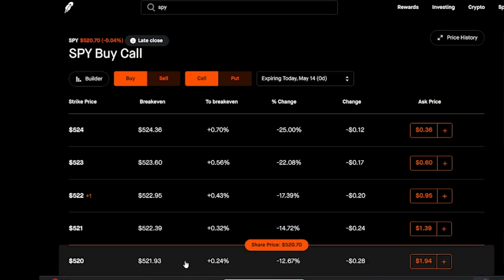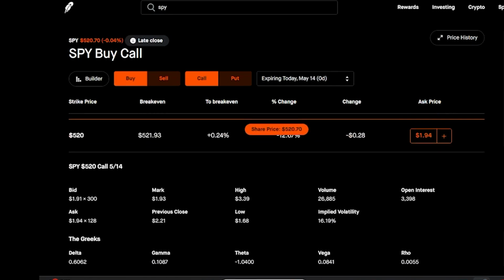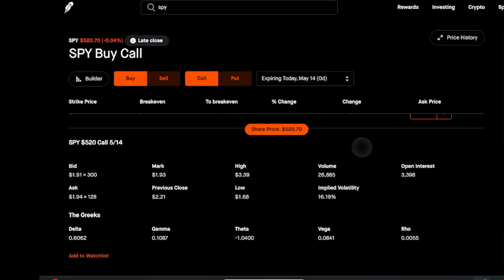If we click on this first option here, we'll see that the strike price is 520. So we're looking to purchase this option. We click on it, and if you scroll down, it'll come up with some basic numbers for you. This is telling you this is the SPY 520 call. The expiration date is 5/14, which would be today, so this is an option that expires today. It gives you the bid and the ask, as well as the mark, the high, the volume.